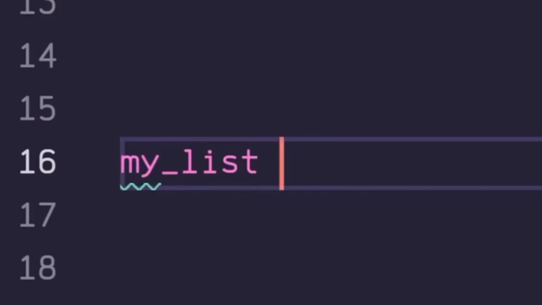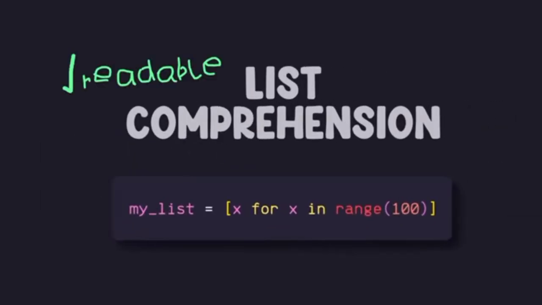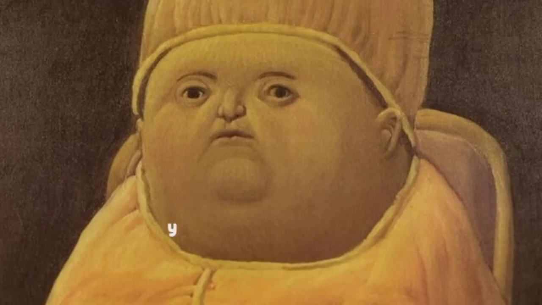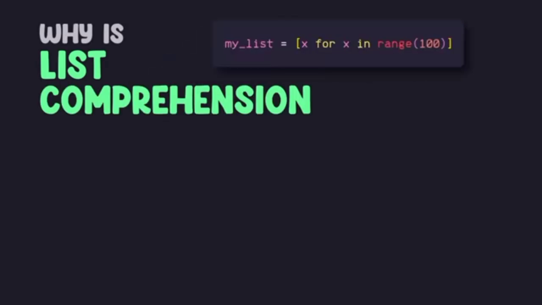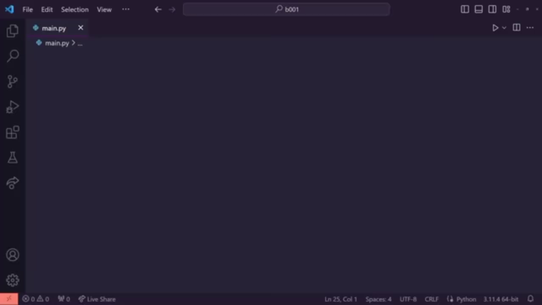If you've ever needed to generate a list in Python, you've likely considered either using a for loop or list comprehension. And depending on the situation, list comprehension can be the most readable and efficient option. But why though? Why is list comprehension more efficient than using a for loop when generating lists? To see the clear performance difference, I decided to run a test.